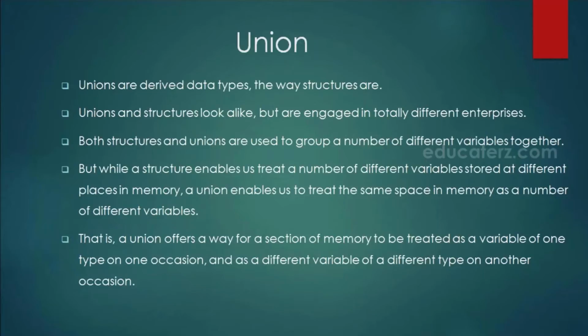So a union offers a way for a section of memory to be treated as a variable of one type on one occasion and as a different variable of a different type on another occasion. So we can use only one variable of it at a time, because the other variable may hold some junk data.